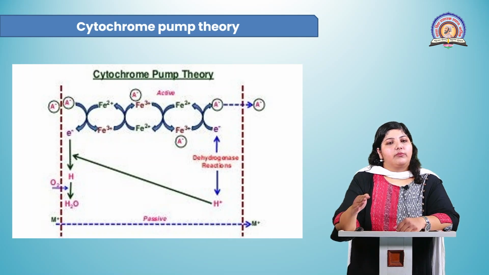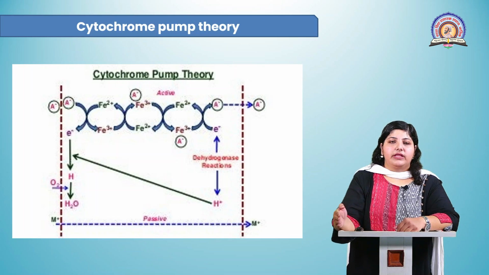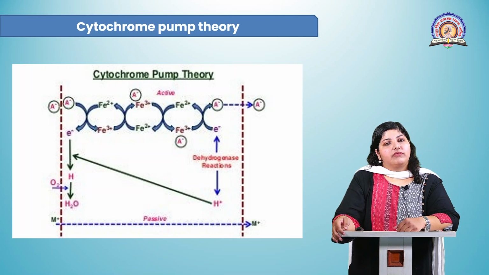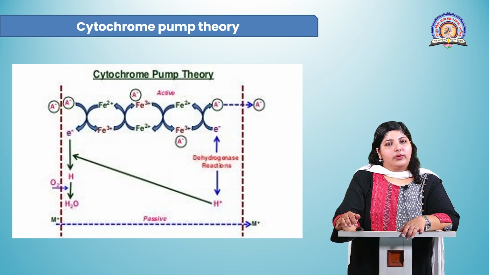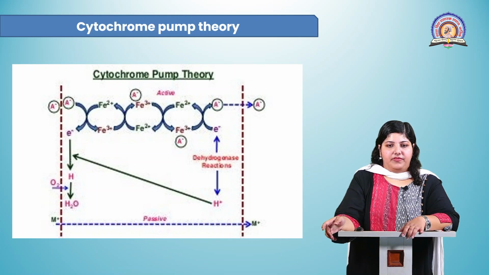Now this anion will pass from the outside to inside through these chains of cytochrome by the process of continuous oxidation reduction. This cytochrome, you know, is an iron containing complex, and continuous oxidation reduction takes place in the cytochrome. The anion will pass from the external to internal side through the cytochrome pump, and afterwards it can be absorbed by the plants.